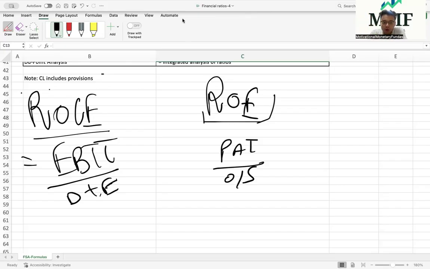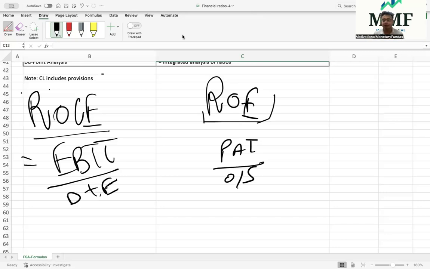But the major logic of ROCE, as the name suggests, return on capital employed, it is basically telling us how much return the firm is providing to the total capital employed in the business. And the total capital employed in the business is from both the equity holders as well as the debt holders' point of view. So that is why EBIT is the total profit which is available to both the equity holders as well as the debt holders.